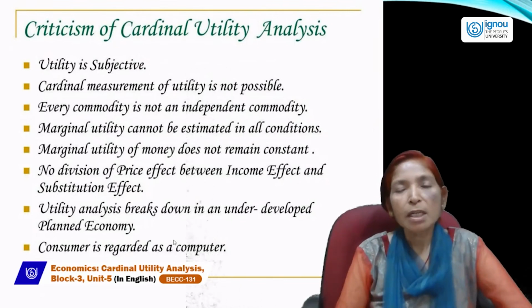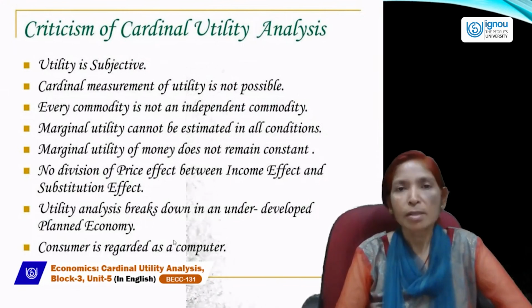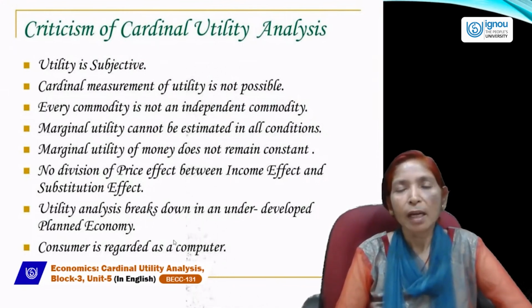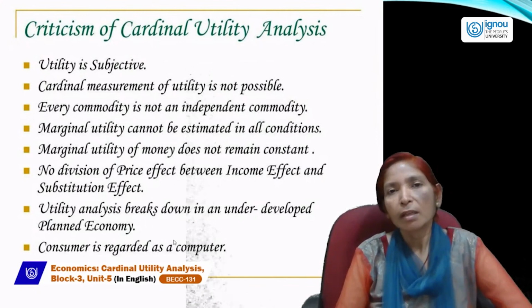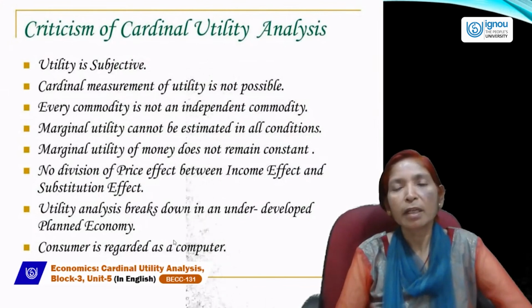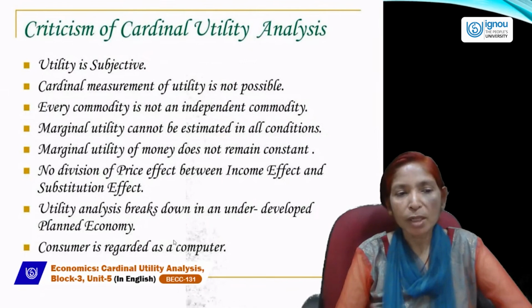Next is marginal utility of money. Marshall assumed that it always remains constant, but we know that the marginal utility of money does not remain constant, because the value of money always varies according to the change in money supply. Next, marginal utility can't be estimated in all conditions. And next is no division of price effect into income effect and substitution effect.